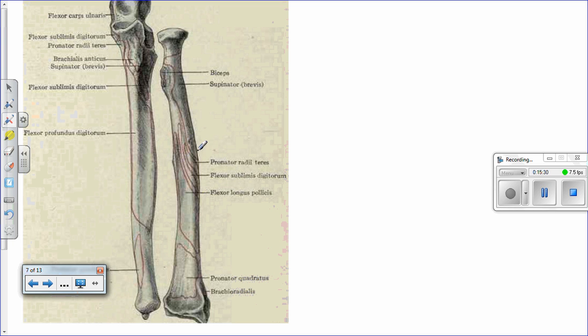Next one here is the ulna. The way that I know, well, this one is the radius. But here we see the ulna. The ulna has this C-shaped or U-shaped end on the proximal end, and on the distal end, it's a much thinner head. The radius, conversely, is narrower on the proximal end and thicker on the distal end.